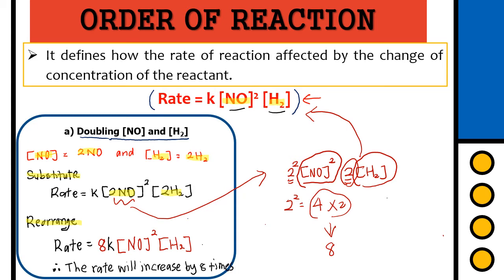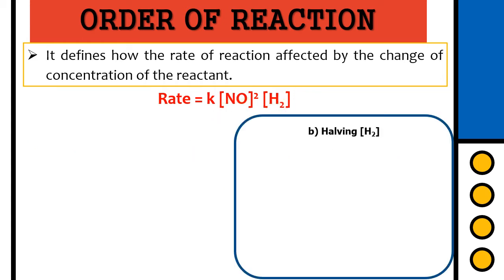So we said that the rate will increase by 8 times. Okay, so this is the first example, when we double the concentration of NO and H2. Now let's take a look at another example. What will happen when I halve the concentration of H2?